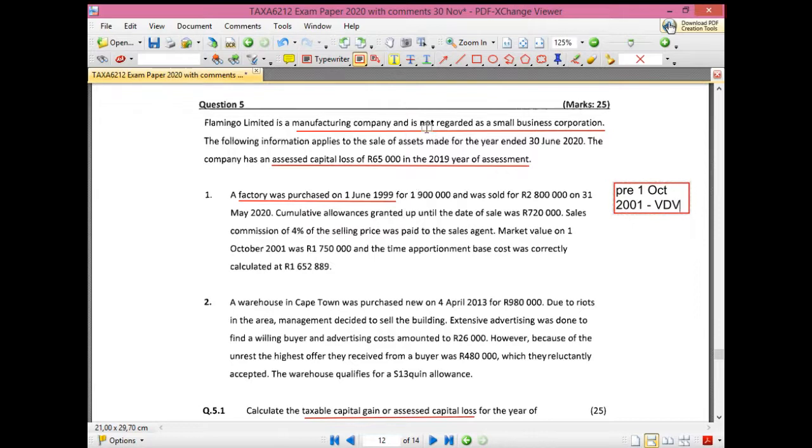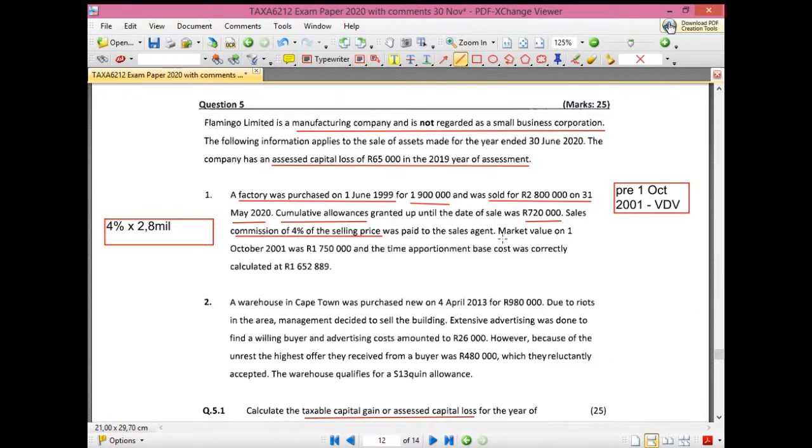So let's quickly see, we purchased it for 1.9 million and it was sold for 2.8 million on the 31st of May 2020. They tell you the cumulative allowances to date is 720 and the sales commission of 4% of the selling price was paid. Okay, so sales commission is 4% multiplied with the 2.8 million will give you the sales commission value, and that is a post 1 October cost that you include to your base cost.